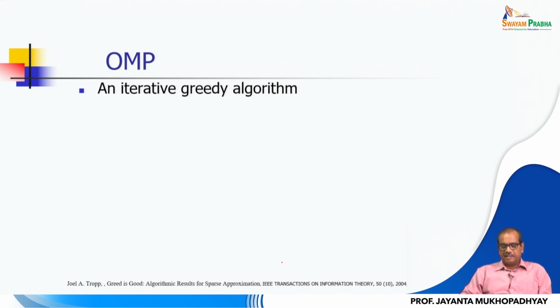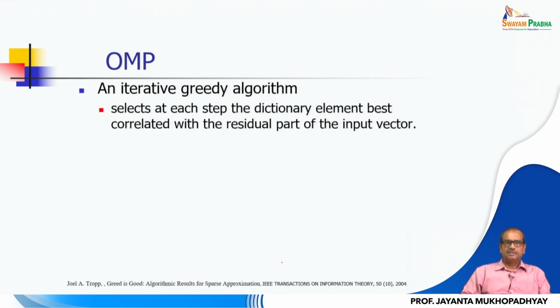Now this, or in short we call it OMP, is an iterative greedy algorithm to get a very close approximation, though it may not be optimal, but it would give you a near optimal solution. So first, in this case, we select at each step the dictionary element which is best correlated with the residual part of the input vector. So let me explain what is meant by best correlated vector, and then what is meant by the residual part of the input vector.